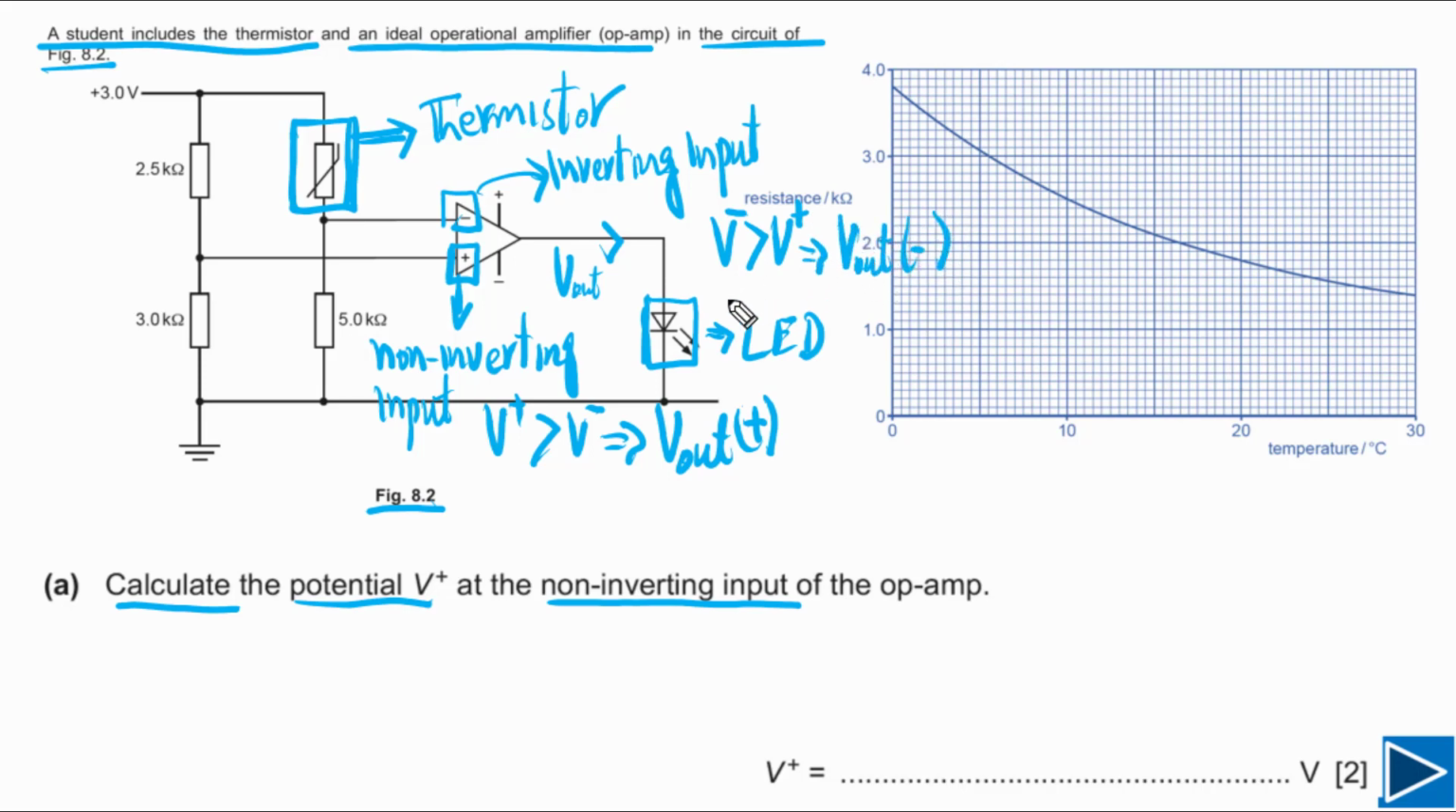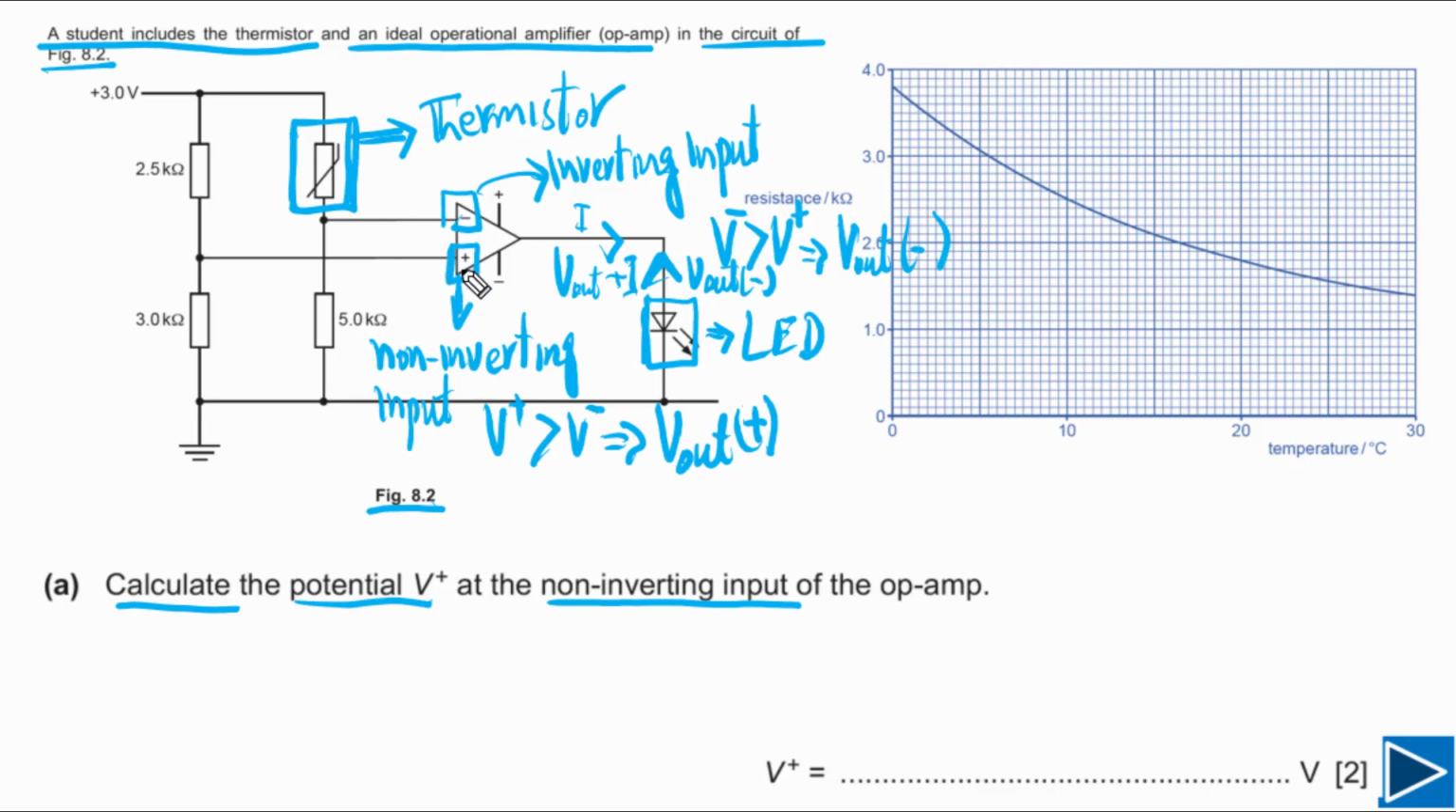If V out is positive, current will flow like this. But if V out is negative, current will flow in the opposite direction, which means current will flow like this. So this is very important. You have to be clear with these things.